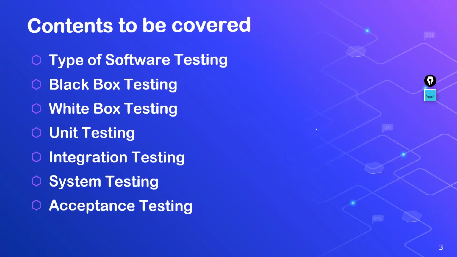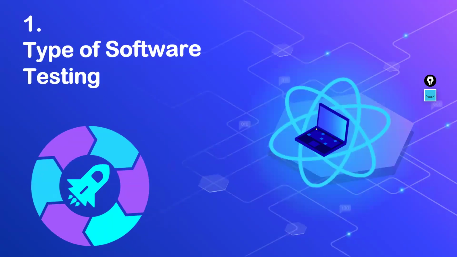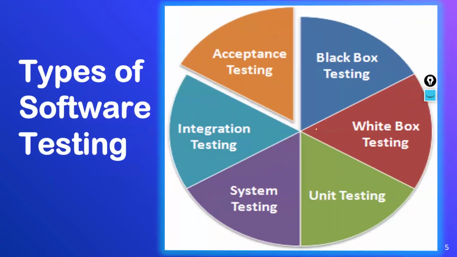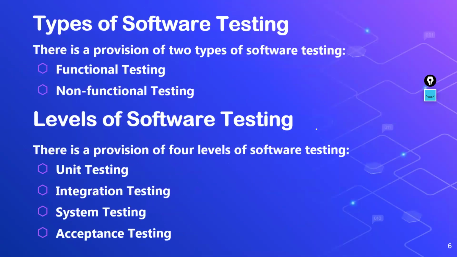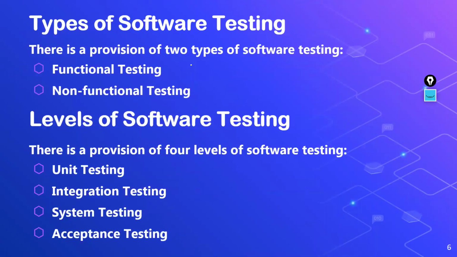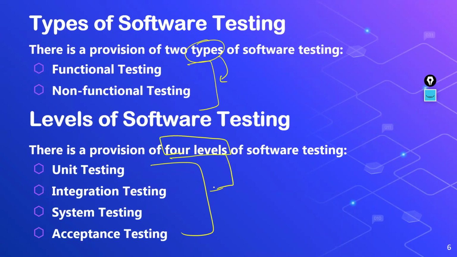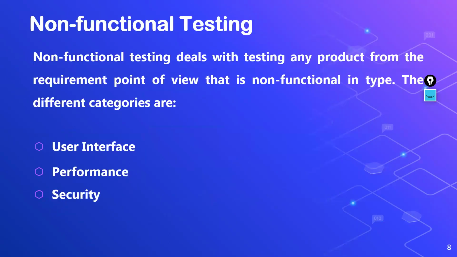That is what we're going to talk about. Now, when we talk about the types, first you'll be landing on functional and non-functional. See, that's what I was talking about. These are the types, and these are the levels, four levels. That is the difference. So we'll talk about each of these. First, we'll go to functional testing.